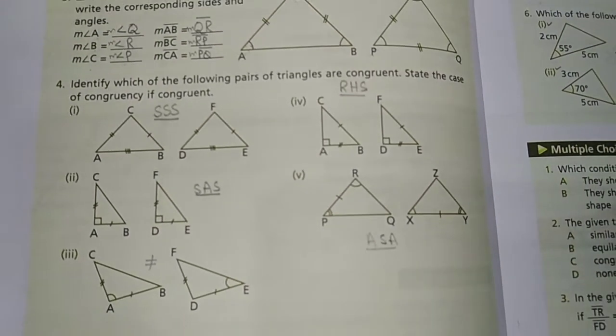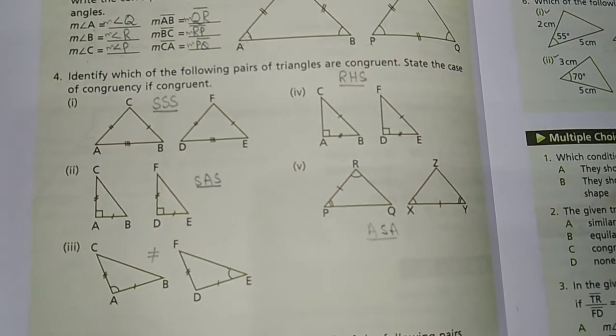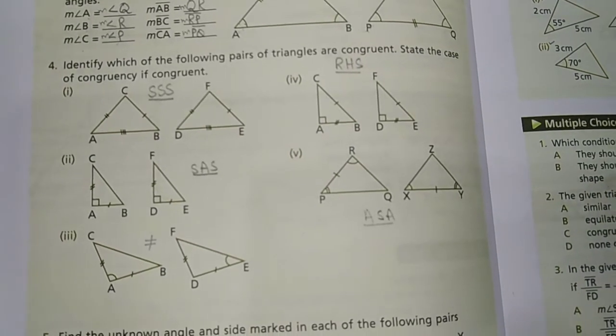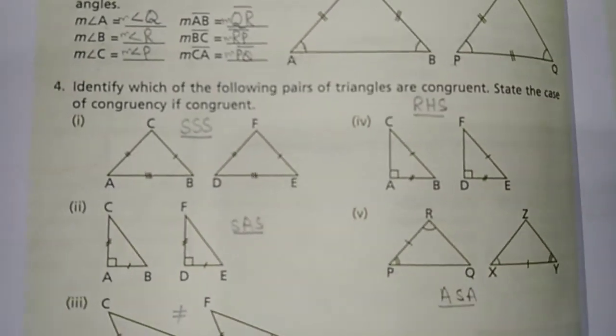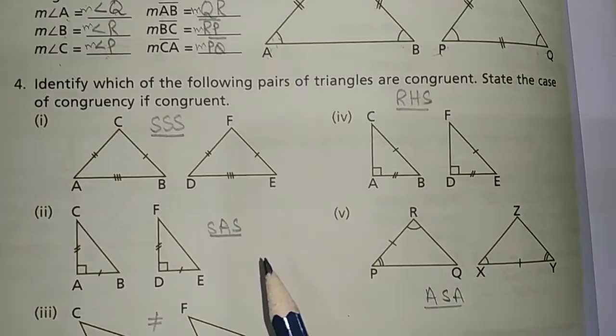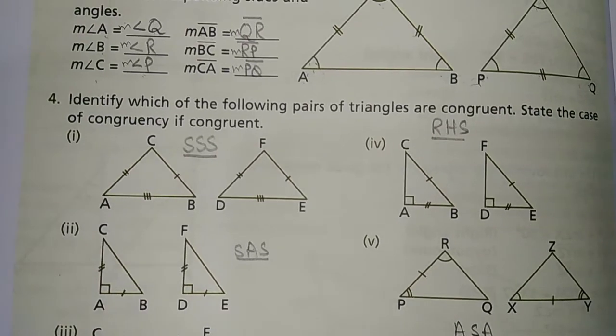Assalamu alaikum class 7. Today we have to do question number 4 to question number 6 of chapter number 15. Question number 4 is that identify which of the following pairs of triangles are congruent. So first of all we have to recall the definition of congruent triangles.